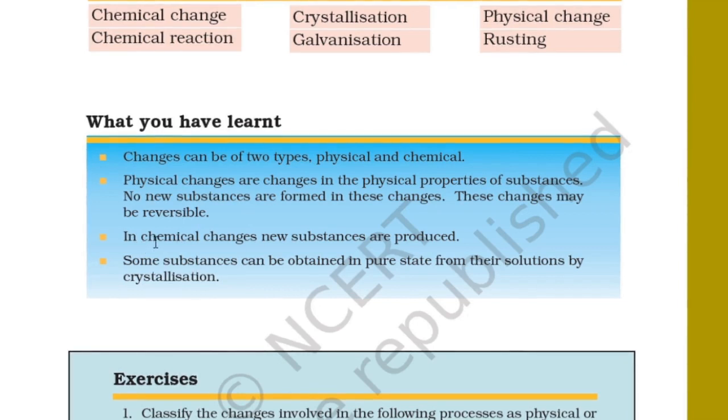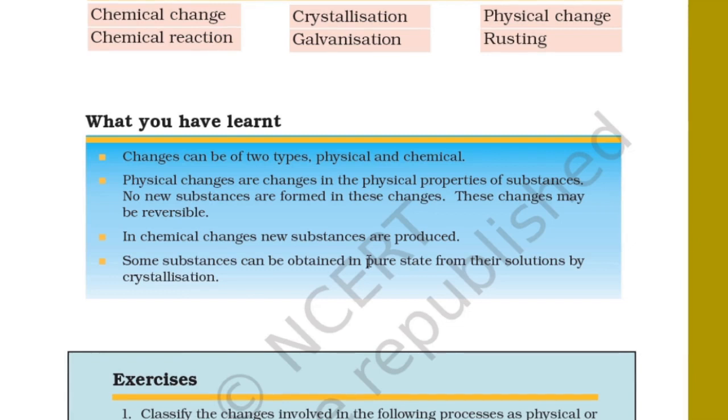In chemical changes, new substances are produced. Some substances can be obtained in pure state from their solution by crystallization. So the chapter ends here.